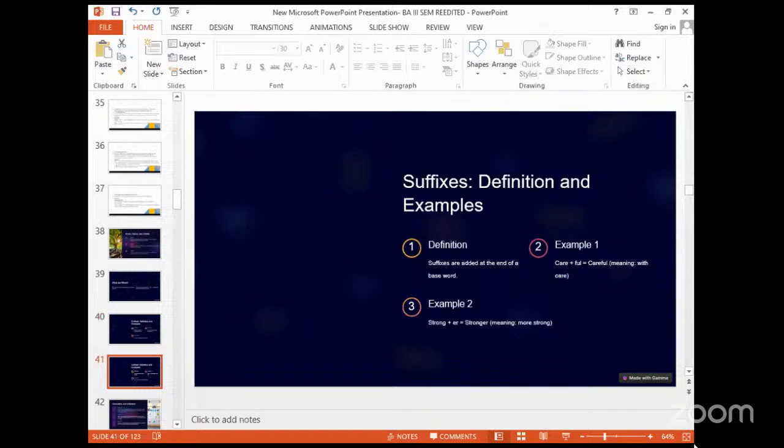Now coming to the suffix. Suffixes are added at the end of a base word. For example, careful, meaning with care. Then coming to stronger. Now er is a suffix here. Stronger, that means it is more strong. Right?